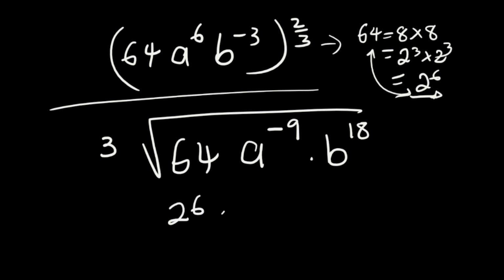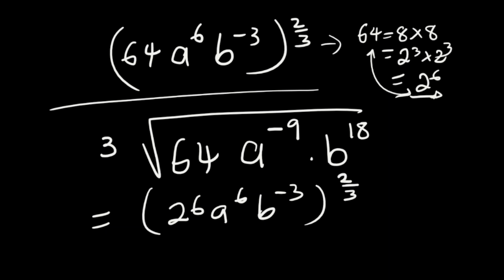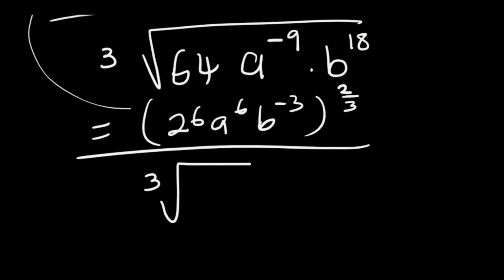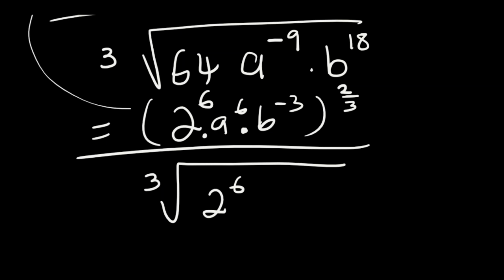2 to the power of 6, a to the power of 6, b to the power of minus 3, equals, let me just say that. So now, it's to the power of 2 over 3, right? Please note this is actually this here. And then now, from the bottom, the square root, it's divided by 3, the cube root of 2 to the power of 6. And here you probably think it's 26 when it's 2 to the power of 6. You write it properly, 2 to the power of 6 multiplied by a to the power of minus 9 multiplied by b to the power of 18, right?